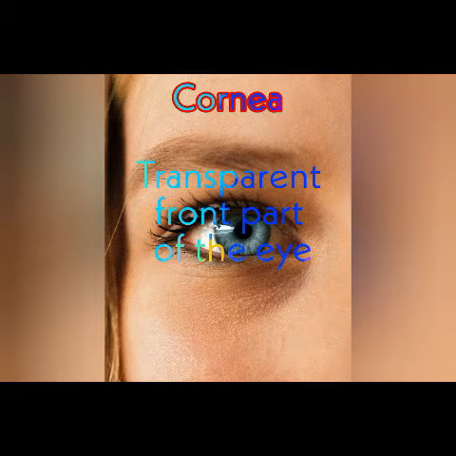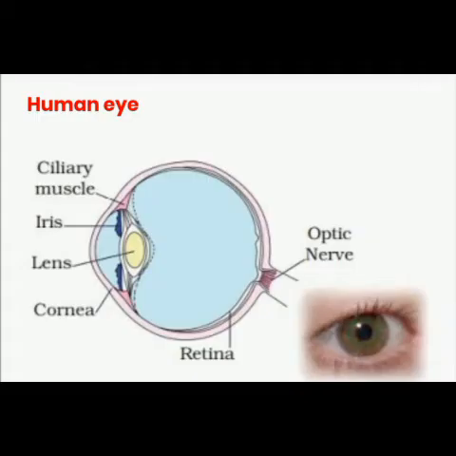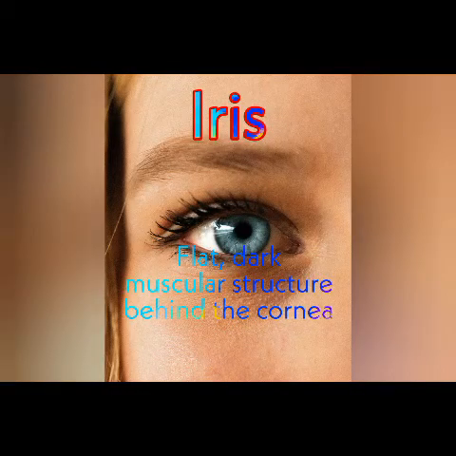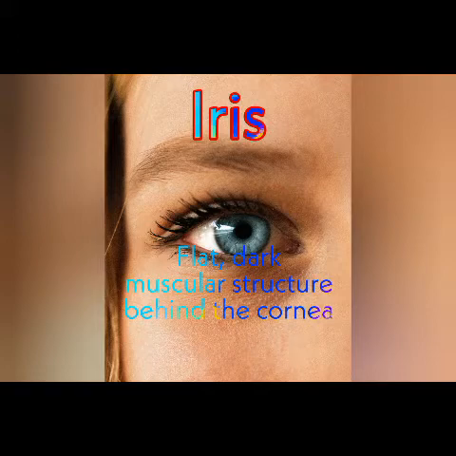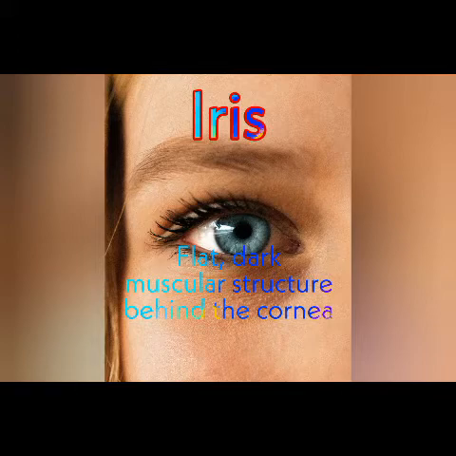Just behind the cornea is the iris. It is a colored diaphragm. The iris is that part of the eye which gives it its distinctive color. That is, if the color of the iris is green, we can say that the person has green eyes. If the color of the iris is blue, we can say that the person has blue eyes. And if the color of the iris is brown, we can say that the person has brown eyes.